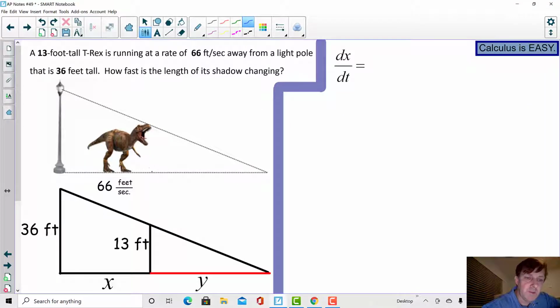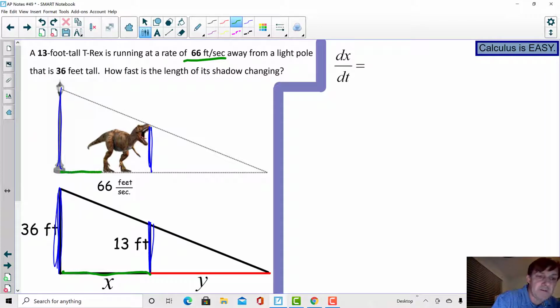Okay, for this example, we have a 13-foot tall T-Rex. So my diagram has a 13 feet right here. And we have a 36-foot tall light pole. So the light pole is 36. I'm calling this distance here in green, I'm calling that x. It doesn't matter, you can call it x or y. And I'm calling the shadow y. It does say that the T-Rex is running at a rate of 66 feet per second.